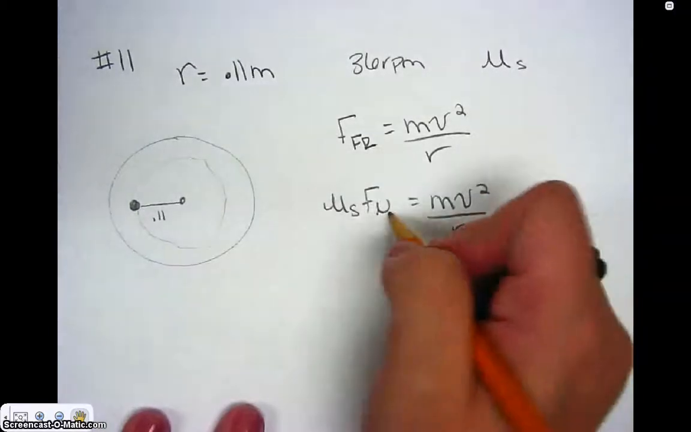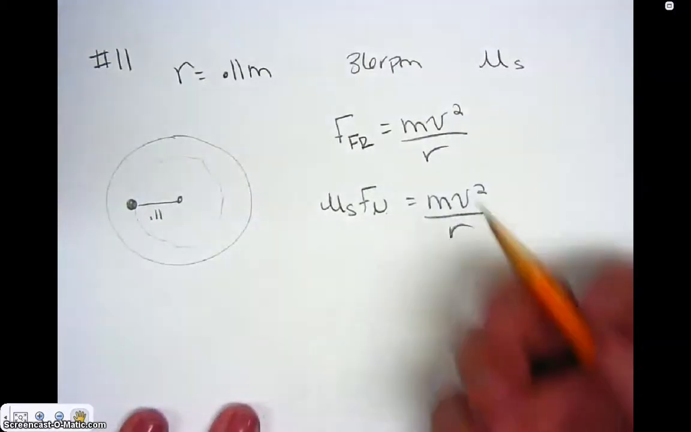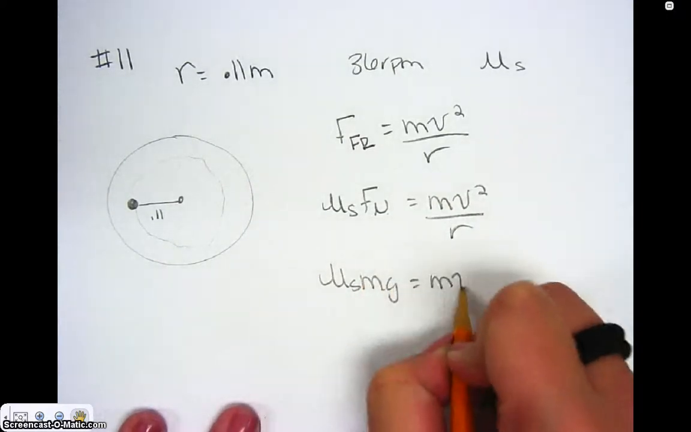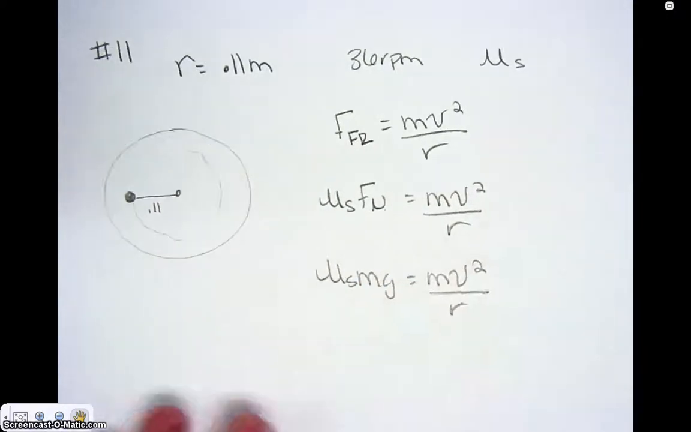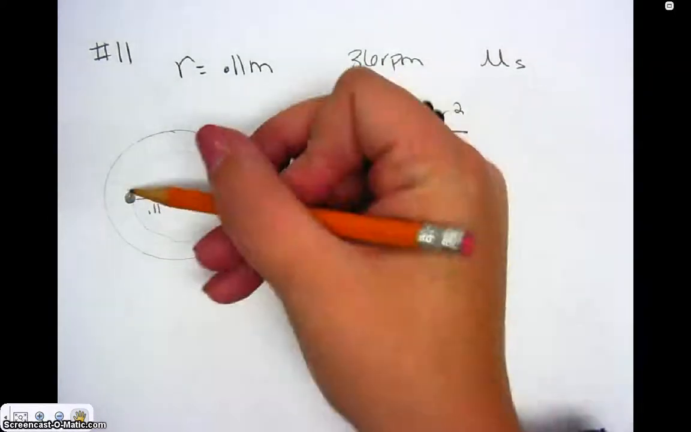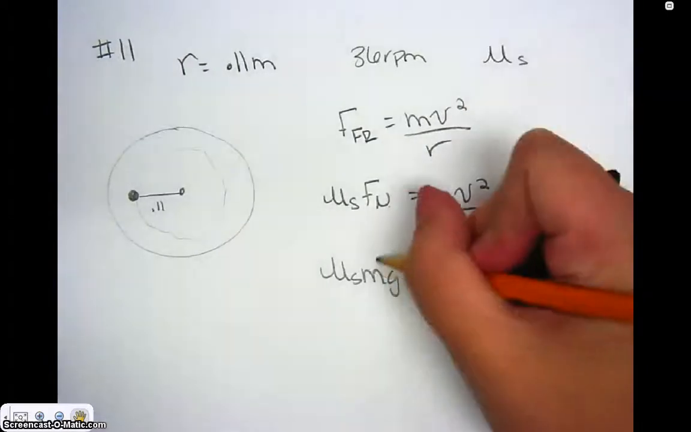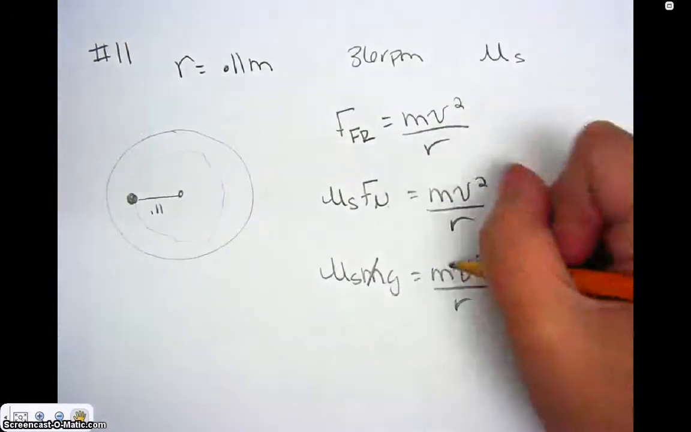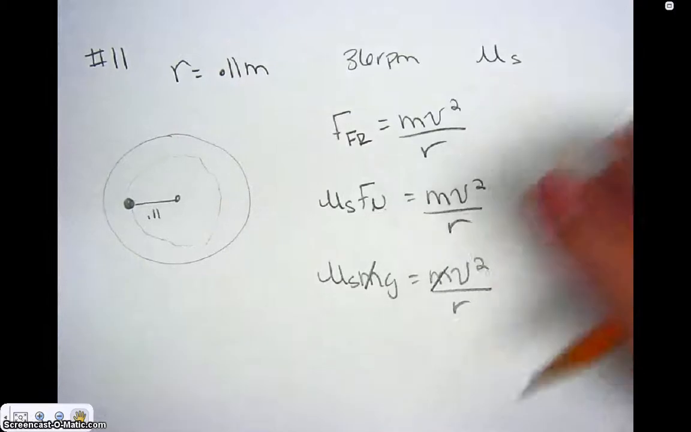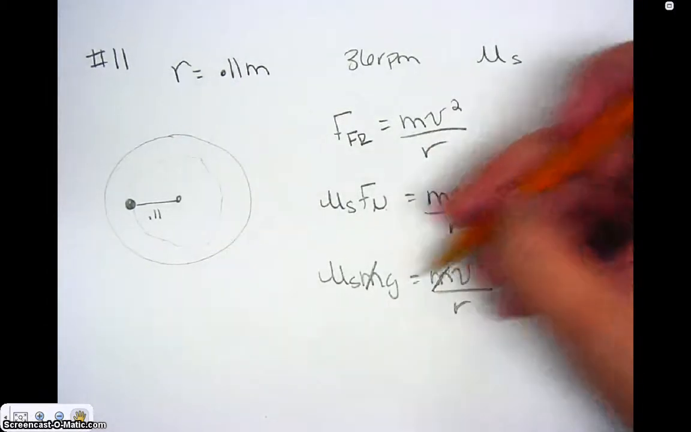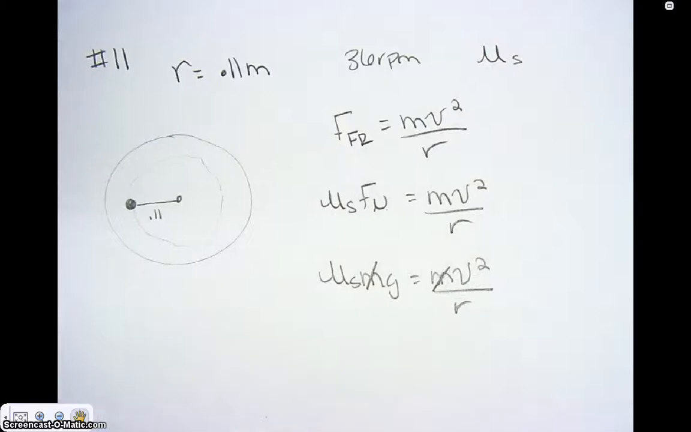And we know that Fn is mg because we're just sitting on a flat surface. Mu s mg equals mv squared over r. And if we look here, it's important to note that this m and this m are the same. The m of the coin is what is in the friction equation, and the coin is also the thing that's doing the turning, so the m's actually cancel. It's important to think about that in terms of what mass this really is. So it does cancel in this case.